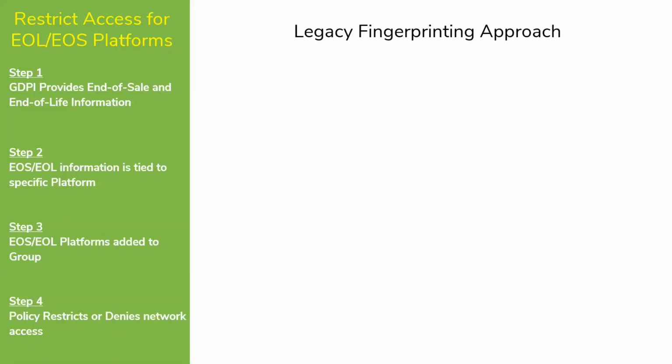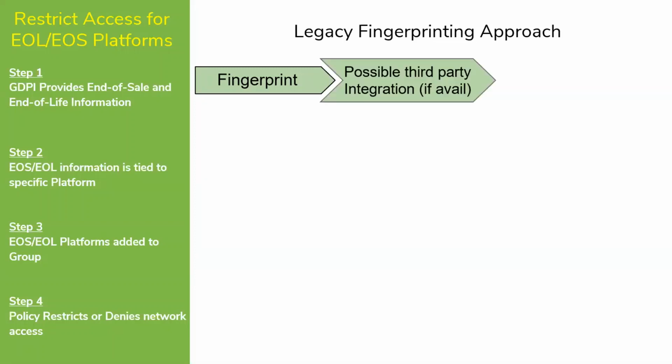So this contrasts heavily with the fingerprinting approach, where you get a basic device fingerprint like phone, printer, PC, and then to get any additional low-level information like end of sale, end of life, or other information such as vulnerabilities, you have to really look at third-party integrations. And then you typically would just assign everything into a particular VLAN.